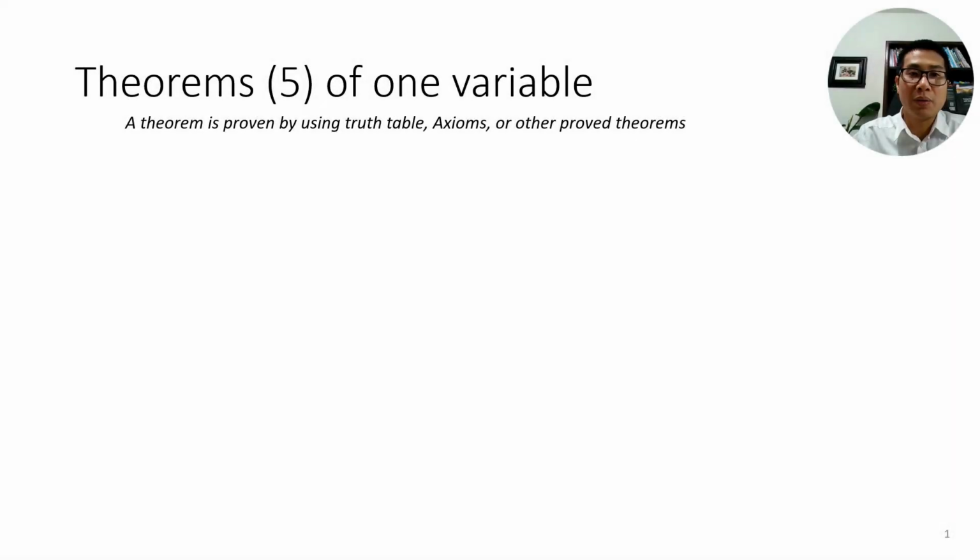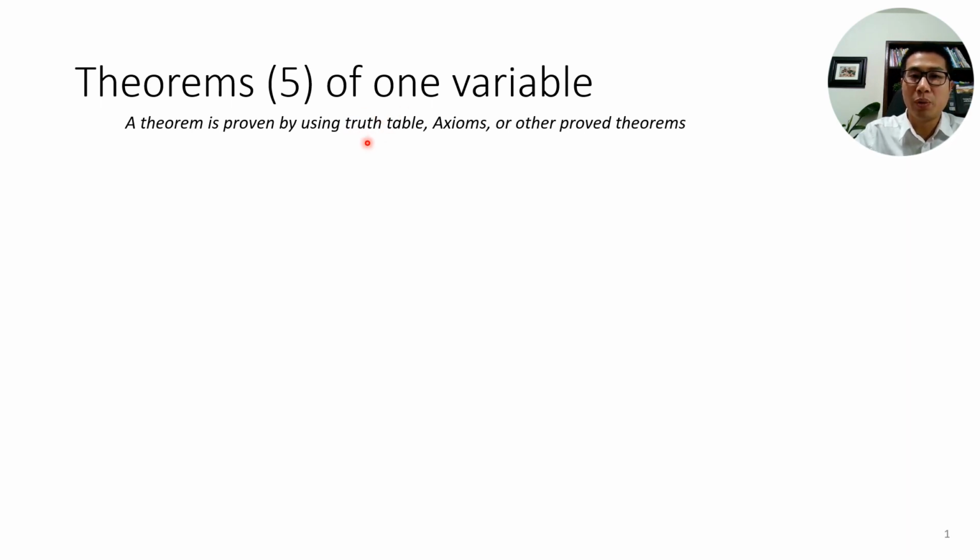We will start with the theorems of one variable. It involves only one variable, and specifically we want to learn 5 theorems. And again, a theorem is proven by using a truth table. That one is one of the very easy ways to implement it.